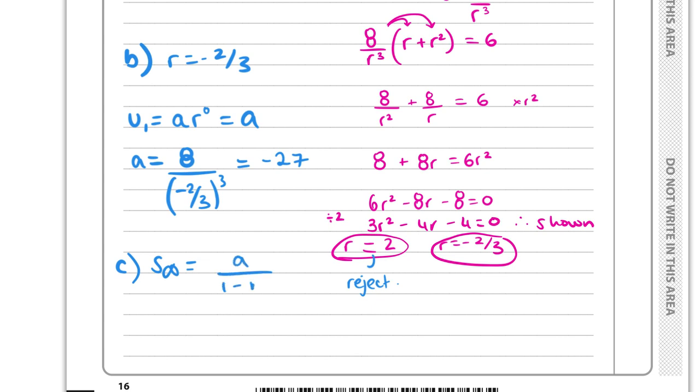A over 1 minus r. So we're going to have minus 27 over 1 minus bracket minus 2 over 3. Remember, always use brackets, especially because when we put negatives in, sometimes the calculator gets confused. And then we should have minus 81 over 5. Perfect, full marks.